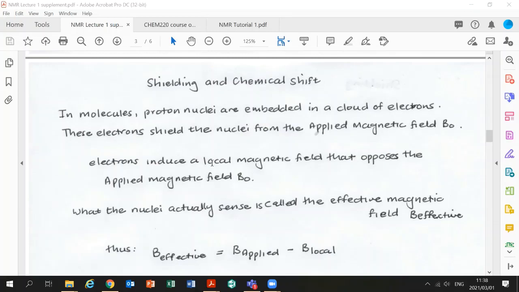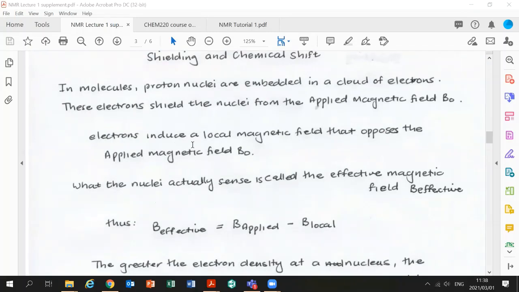And how does it do that? The electrons induce a local magnetic field. Remember, I told you that electrons are also spinning charges, although they're much, much smaller than the protons. Remember that a proton is much larger than an electron. You learned that in first year. How many times more? About 2,000 times larger, right? So the proton is much larger than the electron.